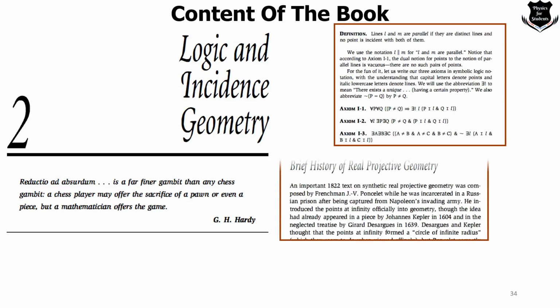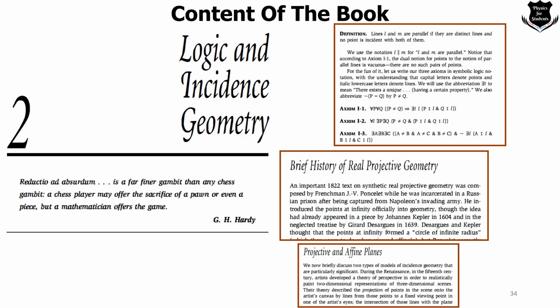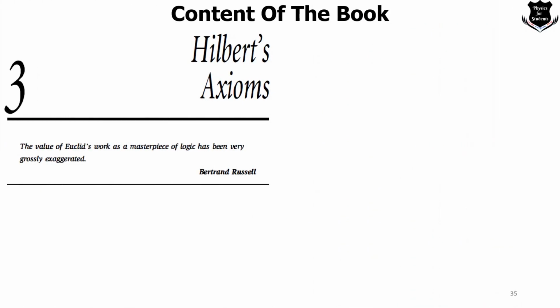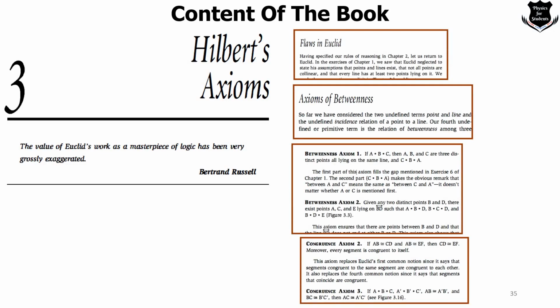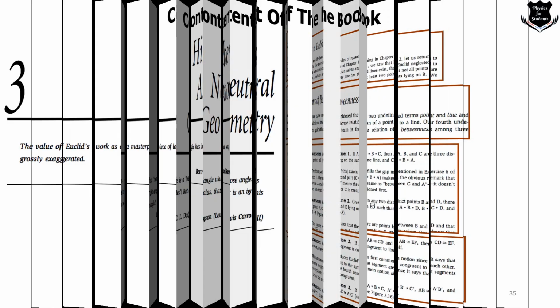It will also cover definitions and a brief history of what is called real projective geometry, which is also important, projective affine planes and so on. It will cover areas like Hilbert's axioms. So what were the flaws in Euclid which led to axioms of betweenness and congruence axiom 2.